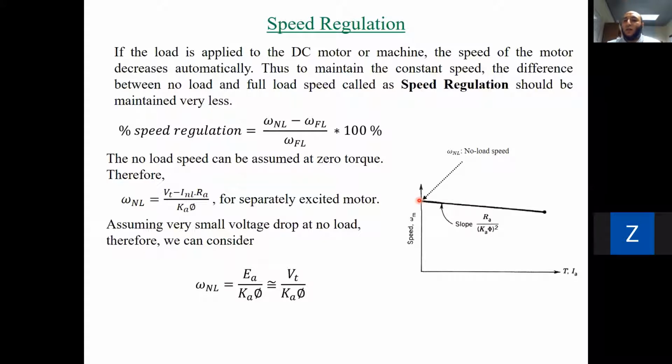In order to calculate this speed, we know the relation omega equals EMF divided by Ka phi. If we substitute with the relation of EA for a separately excited DC motor, for example, it's V terminal minus I no load multiplied by RA, divided by Ka phi. Here we can consider no load current multiplied by RA as a very small voltage drop. So we can consider omega no load equal to V terminal divided by Ka phi.